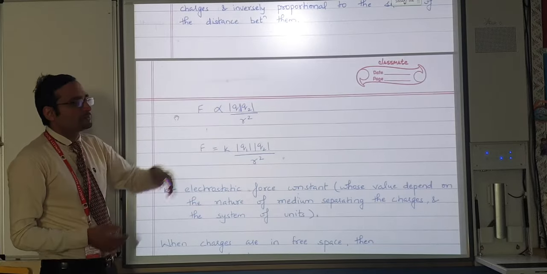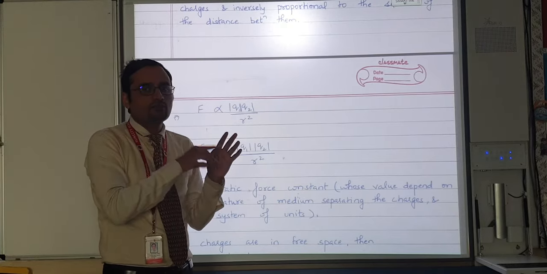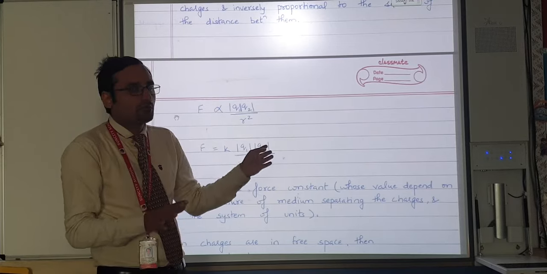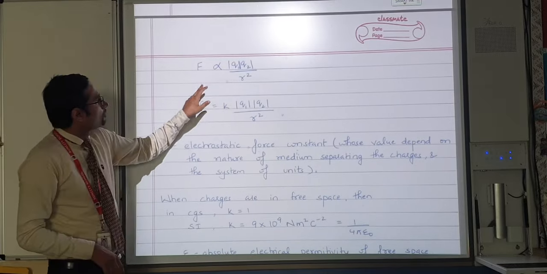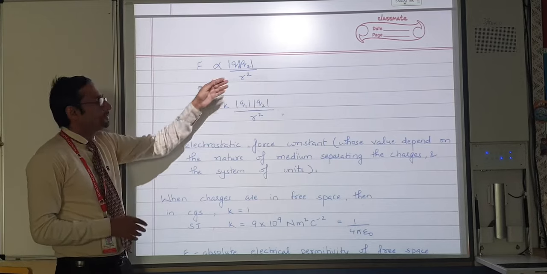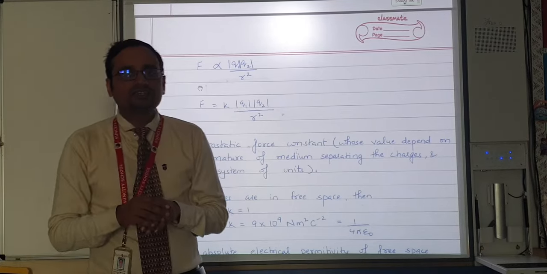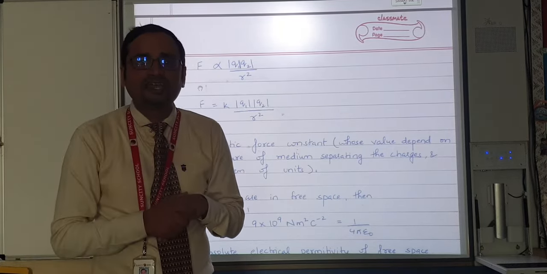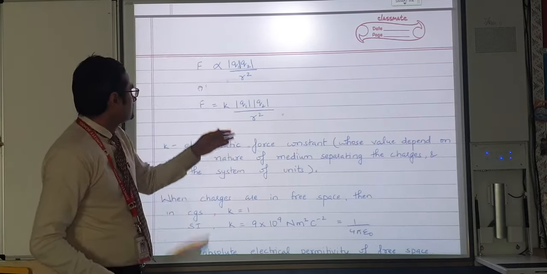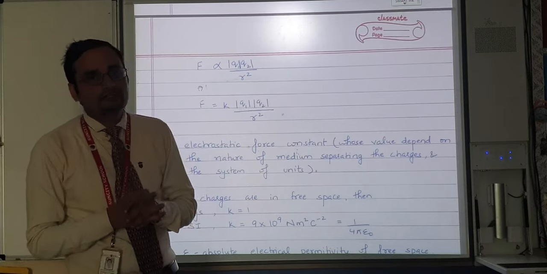Now here F is proportional to, we have taken the magnitude because positive and negative, I will tell you why, only tell the direction of force, nothing else. Here we want to find out the magnitude. So F is proportional to mod of Q1, that is magnitude of Q1, magnitude of Q2 upon r squared. If I remove the sign of proportionality, as you have studied since grade 9, I have to put a constant. And that constant we take as k. Here k is called the electrostatic force constant.